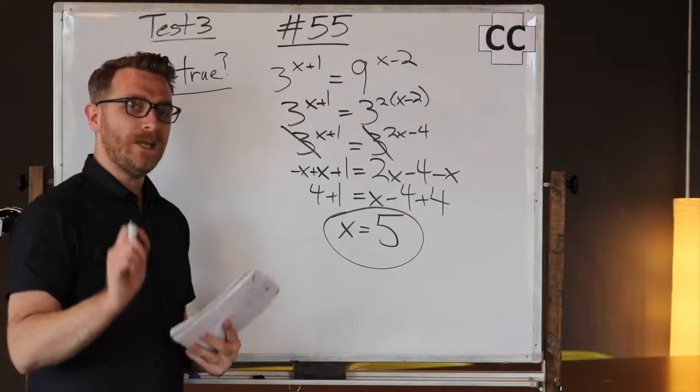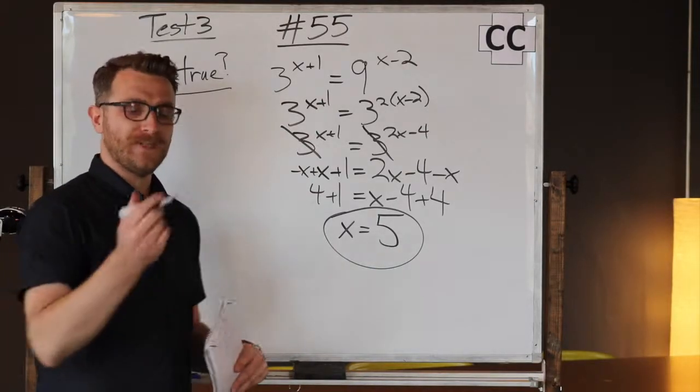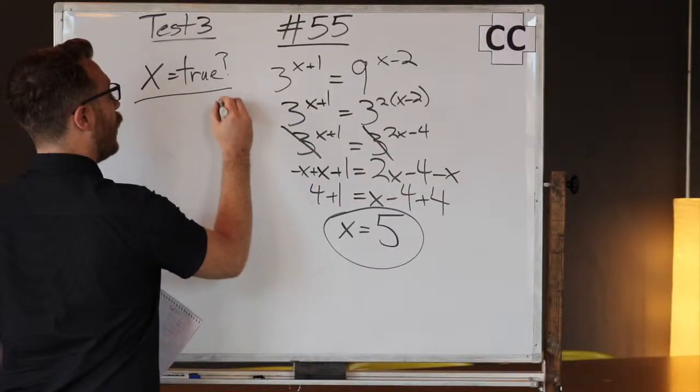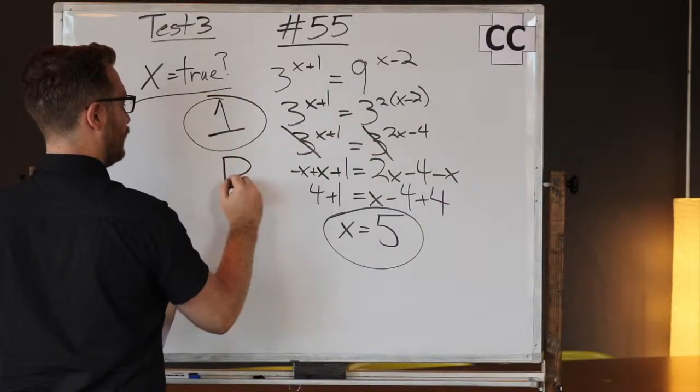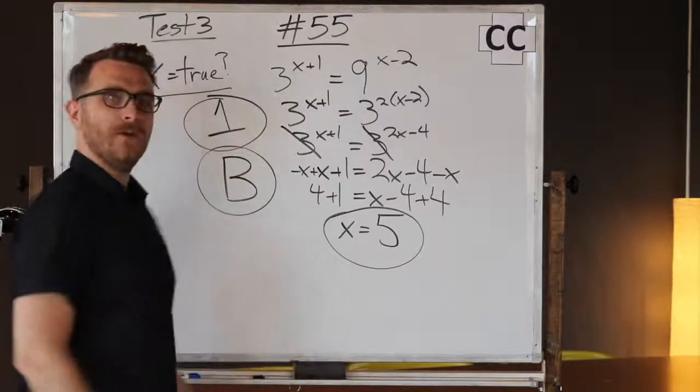So how many integers can be represented by x? The answer is only 1. 1 integer can be represented. And that is letter answer B.